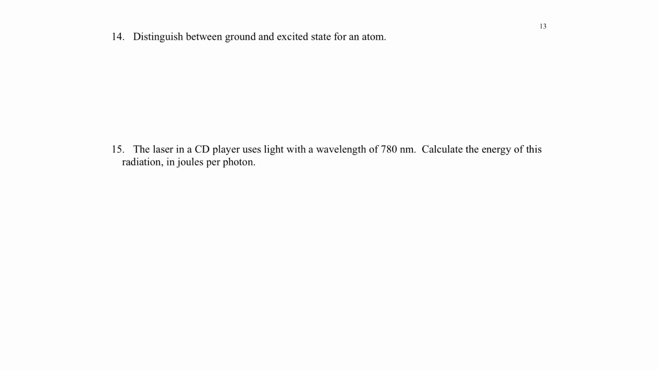Moving to 14, distinguishing ground state and excited state. You can certainly look these definitions up yourself. The key idea is the ground state is when all electrons in an atom are in their lowest energy levels, whereas an excited state means that one or more electrons are in energy levels higher than their normal ones, so they're in these temporary higher energy levels.